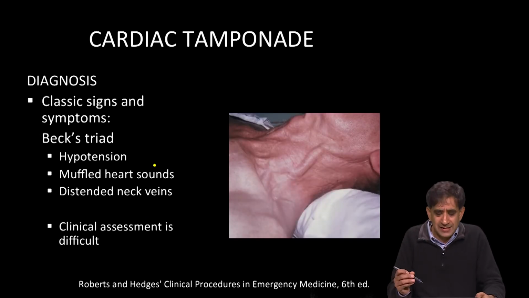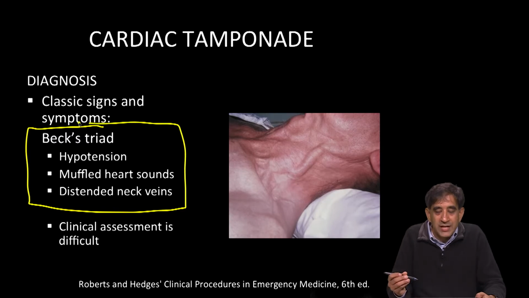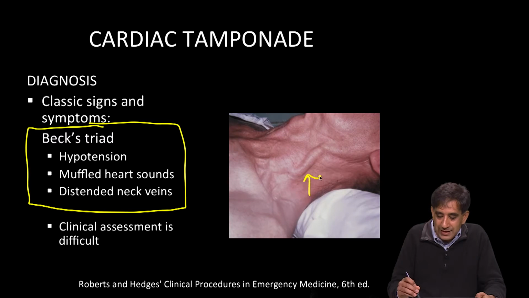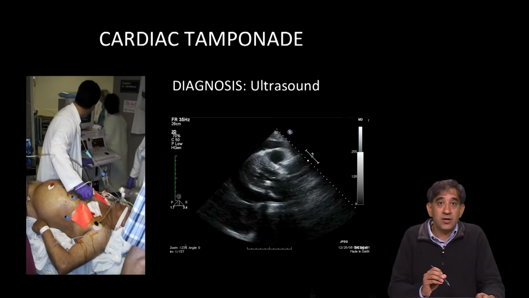The classic signs and symptoms of pericardial tamponade or cardiac tamponade are something called Beck's triad, which are hypotension, muffled heart sounds when you listen with your stethoscope, and distended neck veins as seen here. Unfortunately, these clinical findings are often late, and so relying on Beck's triad to make the diagnosis of cardiac tamponade is fraught with difficulty and can lead to a late diagnosis. So instead, we want to assess these patients earlier with bedside ultrasound.